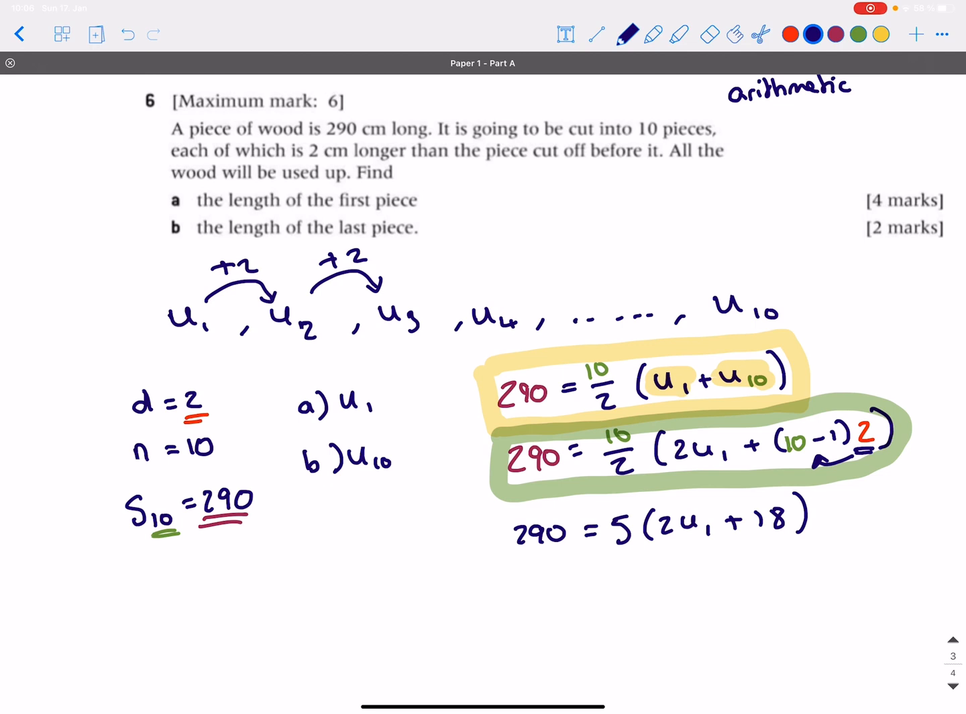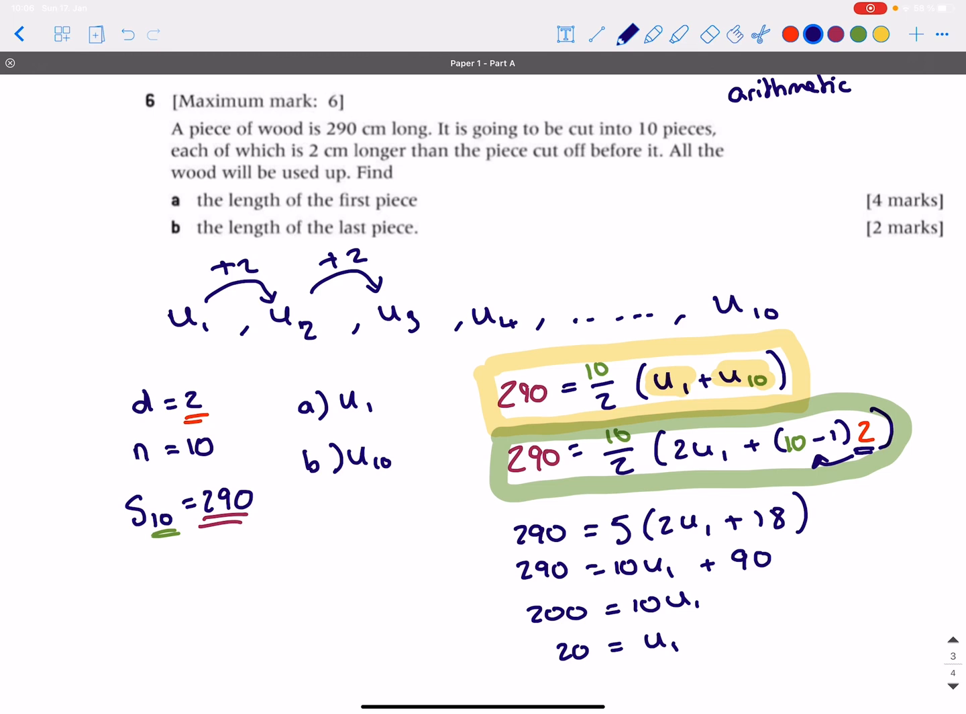Right. I have a few different ways to solve this. I could multiply out that bracket, or I can divide through by the 5. I think I am going to multiply out the bracket. Might regret it. We'll see how it goes. So 290 equals 10u1 plus 18 times 5, which is 90. And then I'm going to subtract off that 90. Oh, good. Okay, yeah, this was an easier way of doing it. So if I subtract off the 90, I have 200 equals 10 u1, and then my u1 is equal to 20.